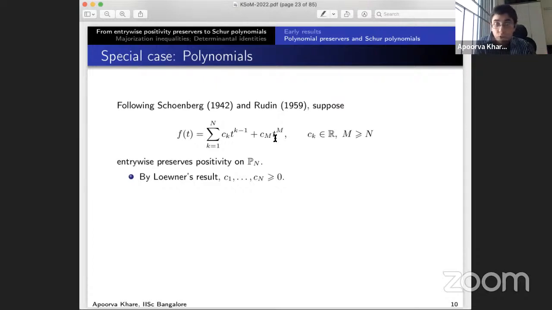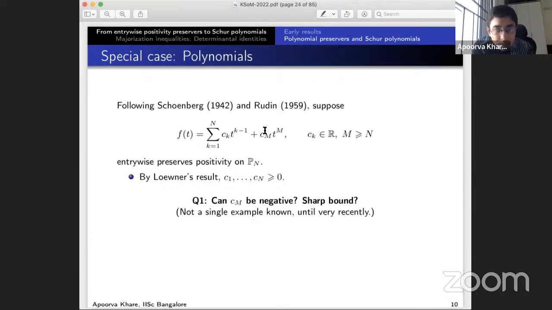Now, first of all, what Loewner's theorem said is that if you have these coefficients, then the constant term, which I called c0, then c1, c2, up to c_{n-1}, must all be non-negative. So that much is guaranteed; that is necessary. Can the next one, so let's take a polynomial with n plus 1 monomials. I can take the last monomial to have degree n or anything higher. And now I can ask, can that leading term be negative?